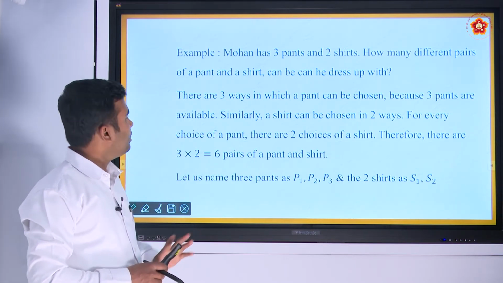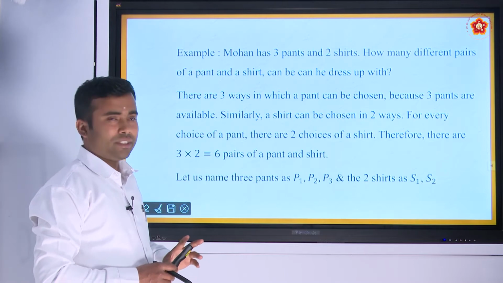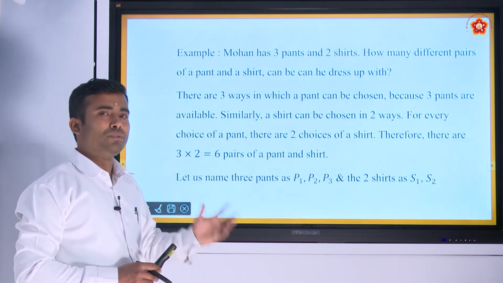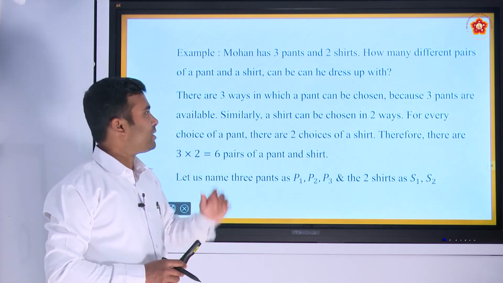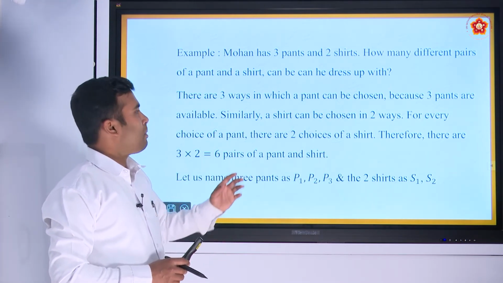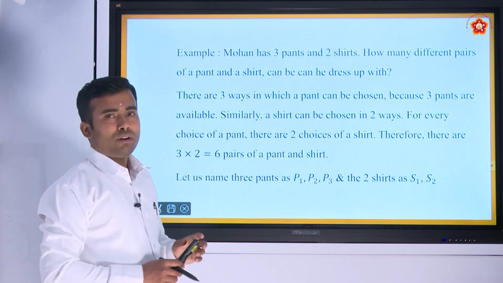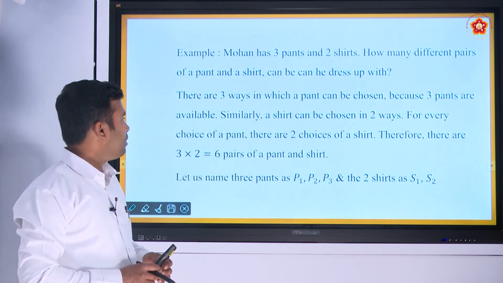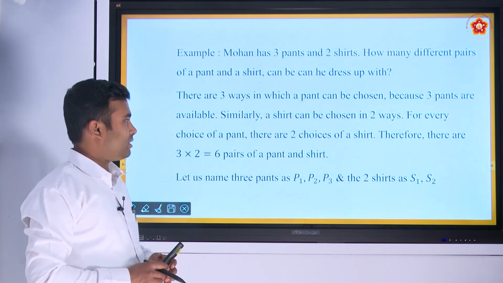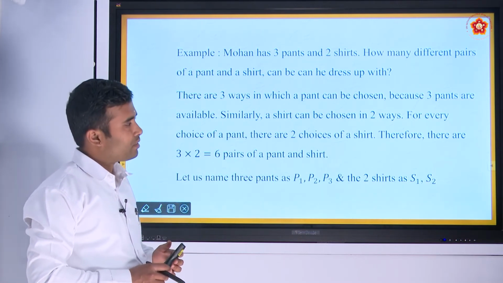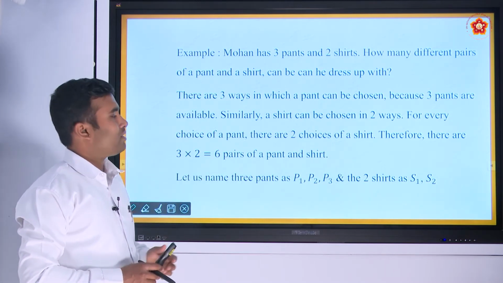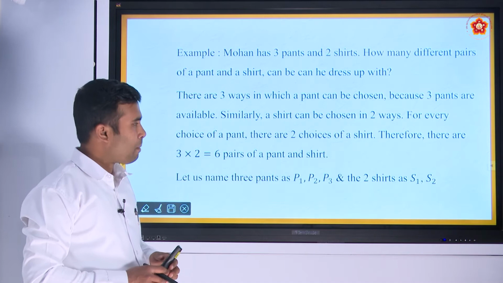Here, there are 3 ways in which the pant is chosen. There are 3 pants, so we can choose in 3 ways. Similarly, we have 2 shirts and 2 ways we can choose the shirt. For every choice of pant, there are 2 choices of shirt. Therefore, 6 pairs of pant and shirt are possible here.